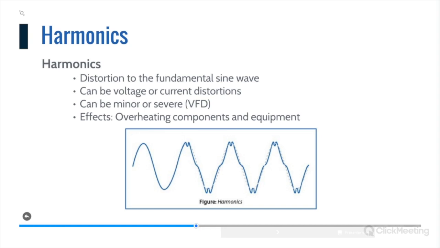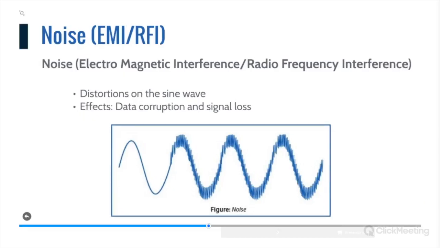The next one's something that's been around for a long time, the noise, or the EMI or RFI, noise radio frequency interference. And it's just distortions on the sine wave. And the effects of this is where you get the corruption of your data or actual signal loss.